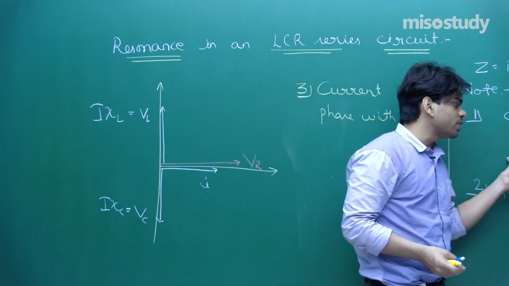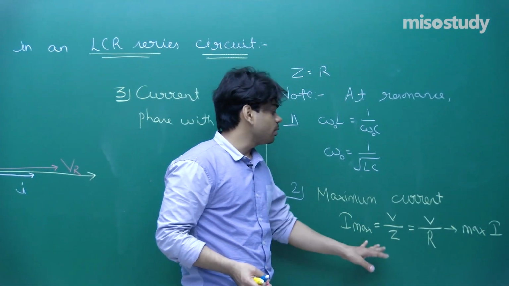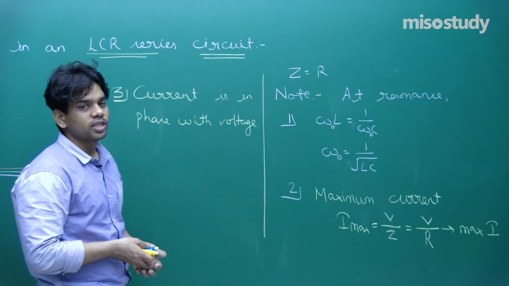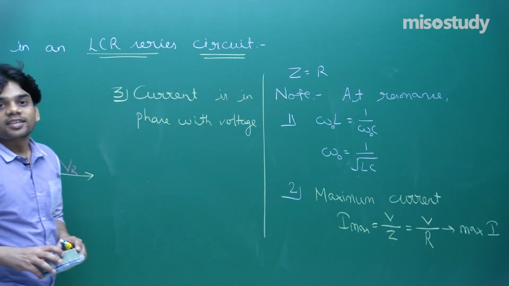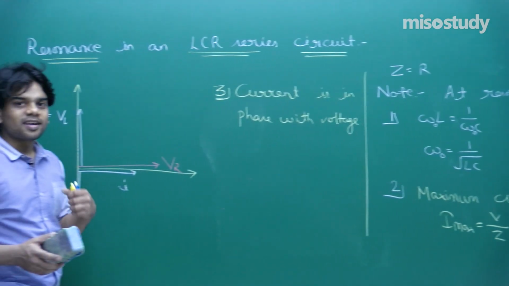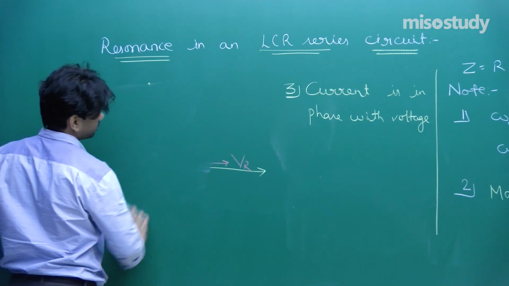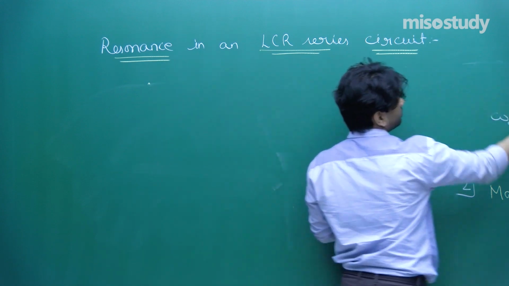Omega naught, the angular frequency of the applied source, will be equal to 1 upon root LC, and then maximum current will be equal to V by Z, and Z is here resistance, and here current is in phase with voltage. That is what we can comment about the resonant circuit. Whenever the LCR circuit is connected, resonance is taking place. Next thing, let's comment more upon it. This was all about resonance.